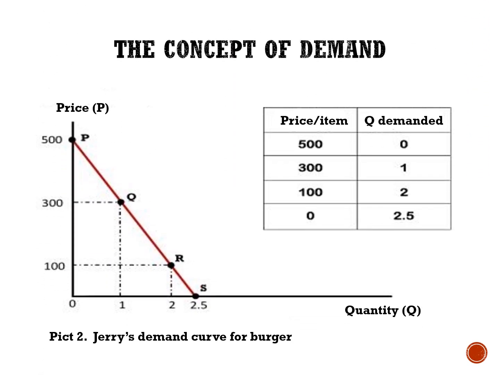Next, we look at Jerry's demand for burgers, as shown in Picture 2. At point P, Jerry demands 0 burgers, since a burger is priced at 500. At point Q, he wants to buy 1 burger when the price is 300. At point R, he is eager to buy 2 burgers, as the price of 1 burger is 100. And at point S, Jerry wants 2.5 burgers when the price is 0.